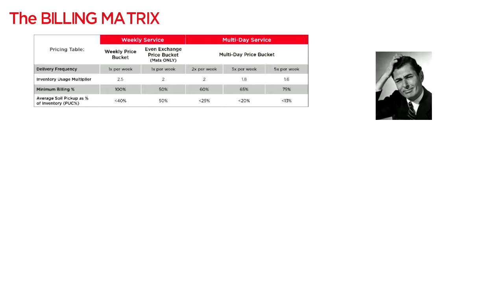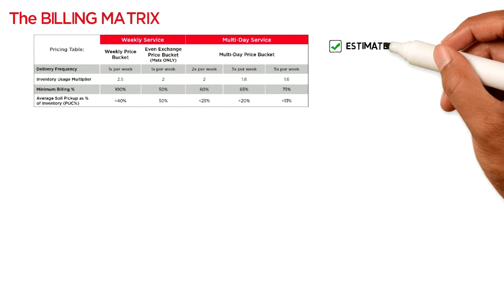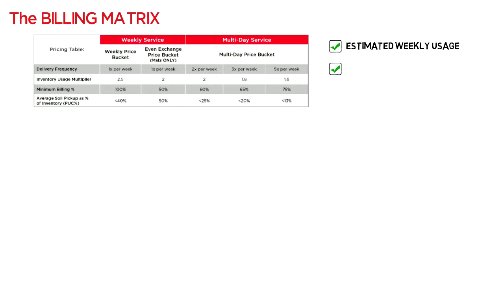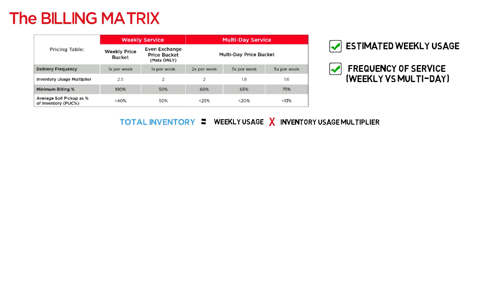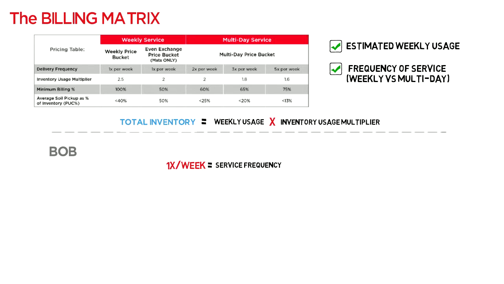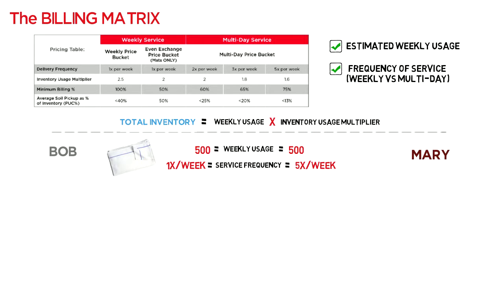Look complicated? Not really. With the billing matrix, you need only two pieces of information: how many pieces the customer uses each week, and how many days per week you service them. Let's take a look at two customers to see how this is done. Bob has weekly service, and Mary is serviced 5 days per week. Both Bob and Mary want to add bar towels to their service, and they both estimate their weekly usage at about 500 towels.